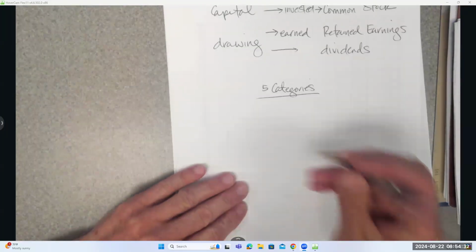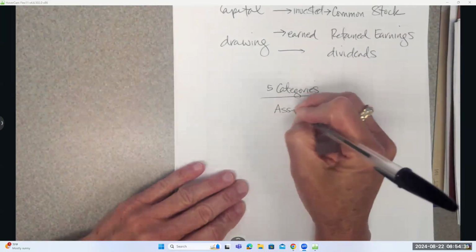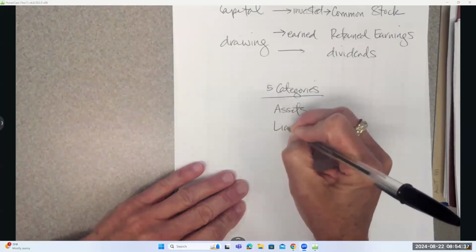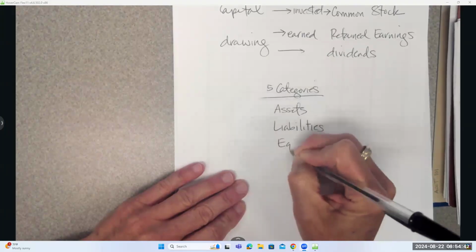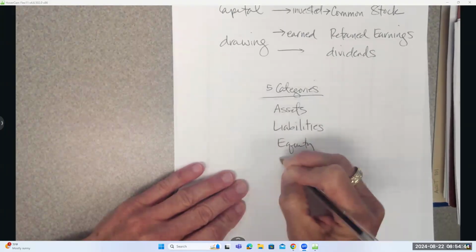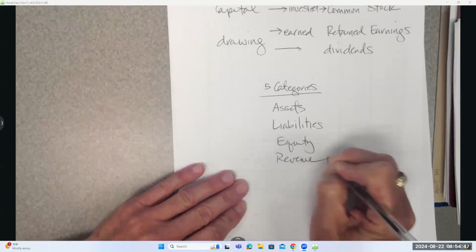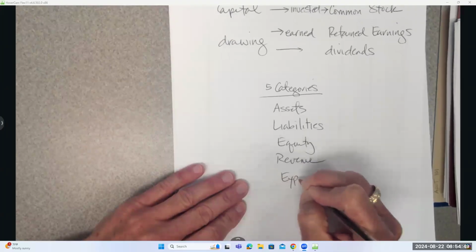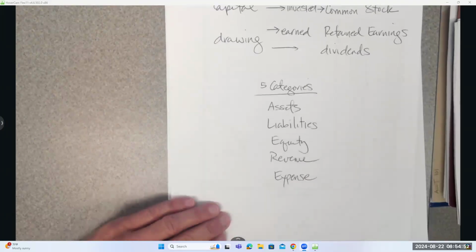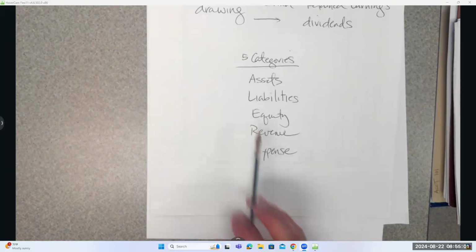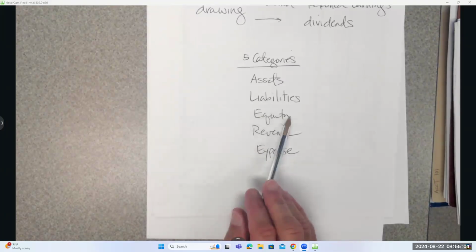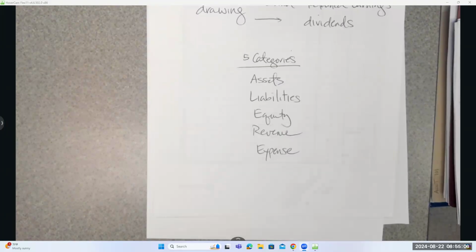Every single company has the same 5 categories: assets, liabilities, equity, revenue, and expense. Always 5, only 5, same 5, never more, never less, never different names. Those are the names. You may see stockholders' equity or owner's equity, but it's equity.